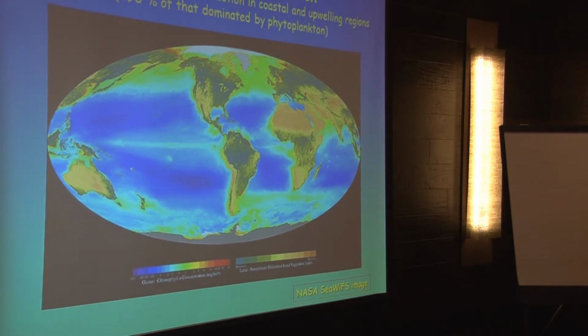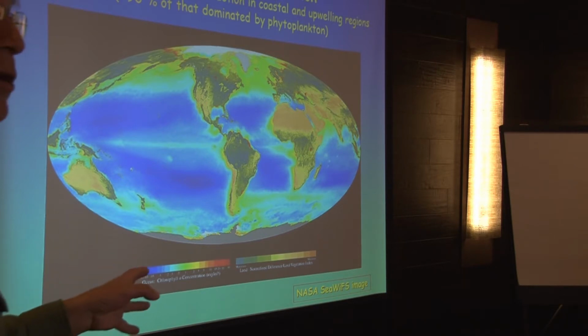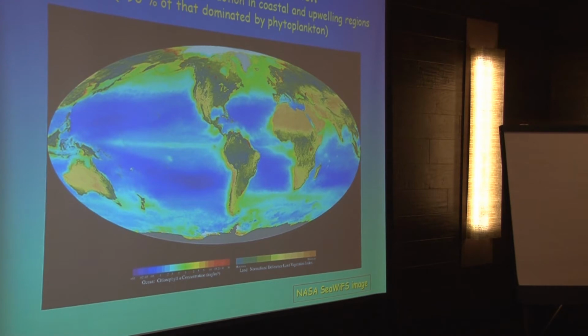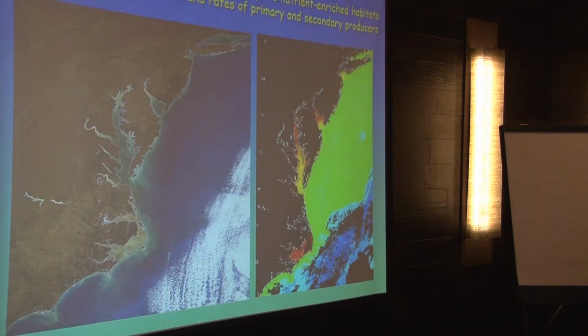I just wanted to point out that the marginal environments, which include upwelling areas, but also estuaries and coastal zones, account for about 70% of the primary production. So they are key environments. And that production is very much dominated by phytoplankton. And I just thought I'd show you that localized productivity on the East Coast with the two largest estuaries in the country, Chesapeake Bay and Albemarle-Pamlico Sound.